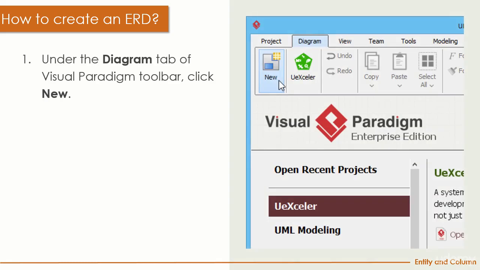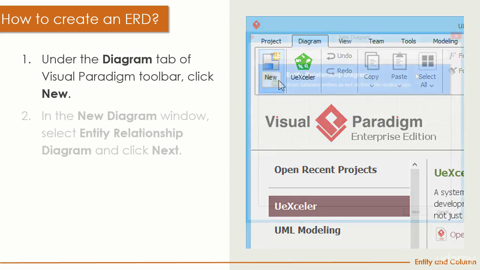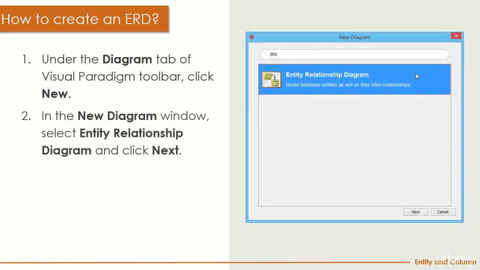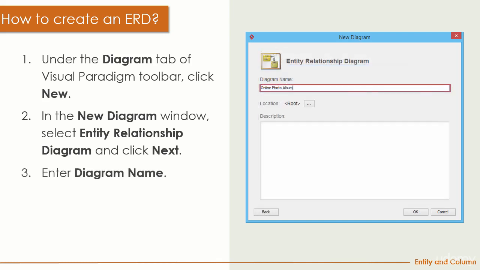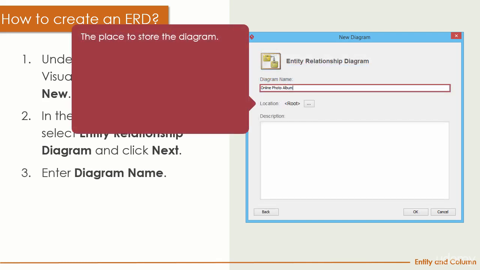Creating an ERD in Visual Paradigm is easy and straightforward. You just go to the Diagram tab on the menu, click New, then you will see a New Diagram dialog box. Enter ERD or entity relationship diagram, which we will search and filter. Then you enter the name. The second thing is very important. You need to decide where to store this ERD.